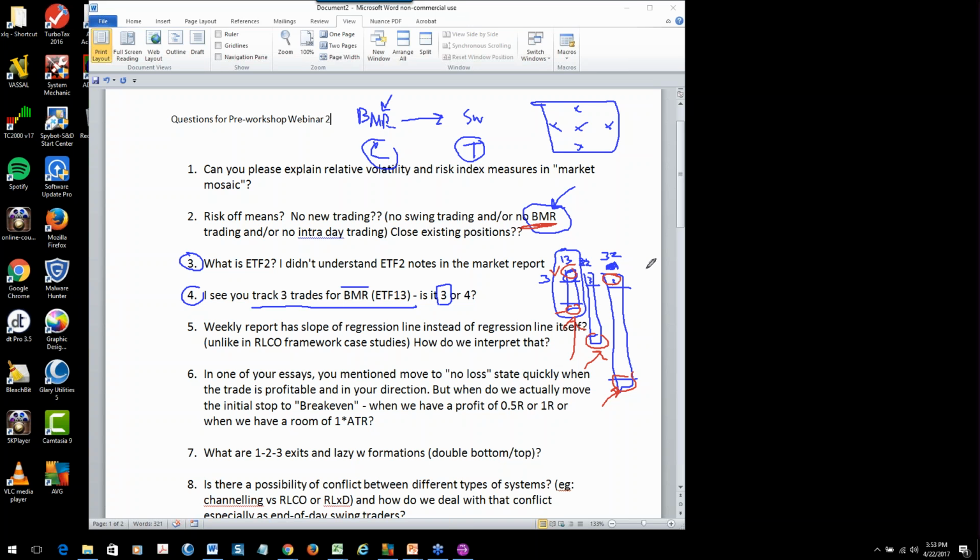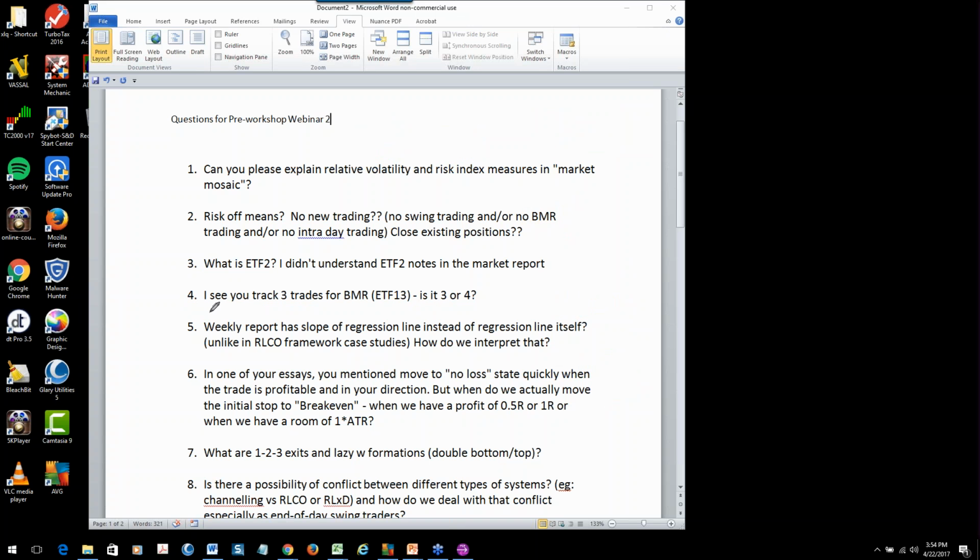You will see this time and again in all of my trading techniques, because the RLCO Bollinger Band framework is nothing more than the same idea, but with a purely statistical measure that can be applied to any time frame. So the short answer to your question, is it 3 or 4? It's 3 when I'm talking about the explicit BMR system.